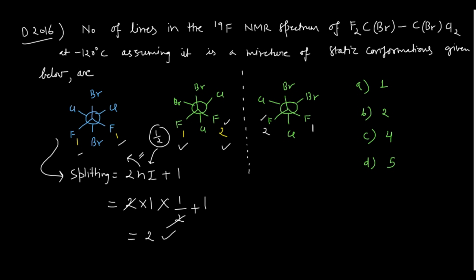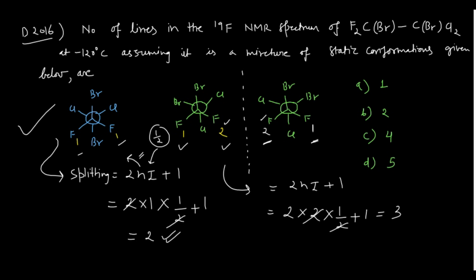So 2 lines you will get for this one, and here again for this one, you calculate 2Ni plus 1. 2 is the constant, N is the number of the nuclei. So here this fluorine is different, this fluorine is different. That means 2 different kinds of the nuclei are there. So you can write 2 here. This is 1 by 2 plus 1. 2 will cancel out. 2 1s are 2 plus 1 3. So total 2 lines for this one and 3 lines for this one.